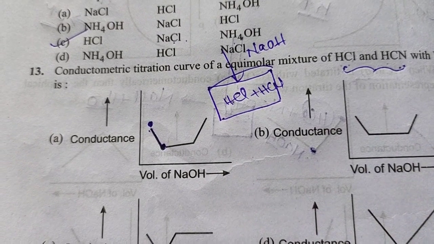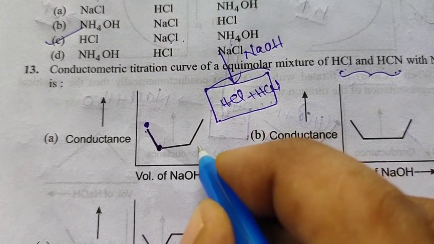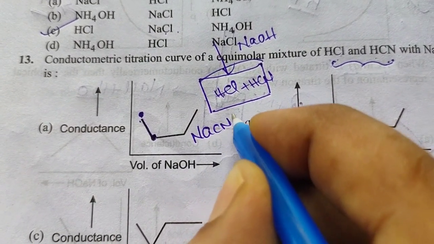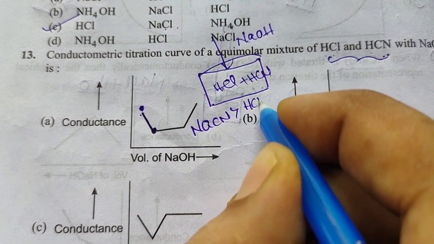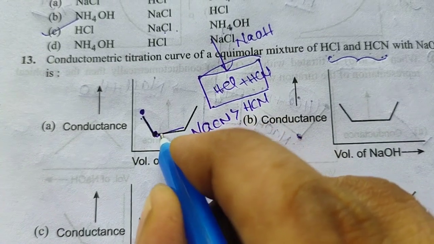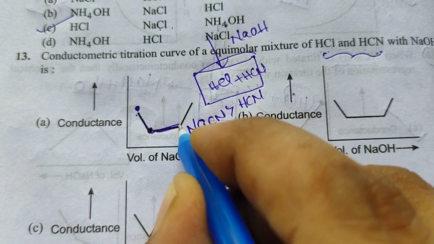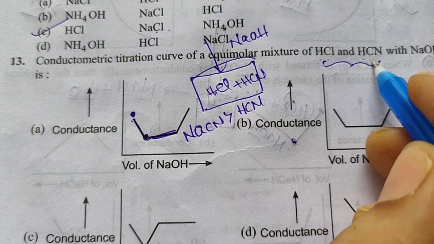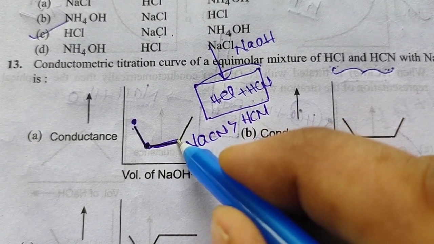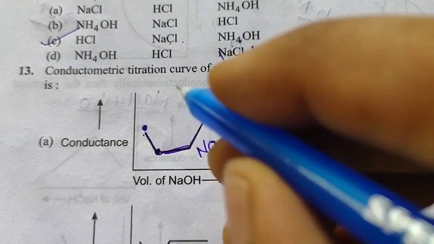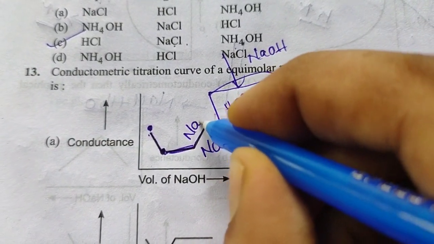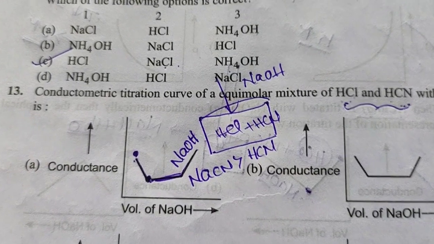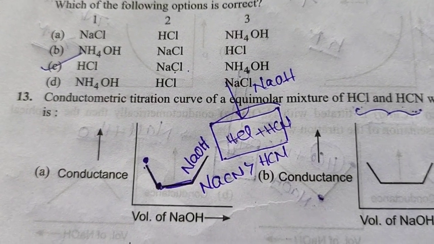After that, HCN reacts with NaOH to form NaCN. NaCN has more conductance than HCN. That's why it increases slightly. After completion of all the HCN, conductance increases again. Why? Because this conductance indicates NaOH. NaOH is a strong electrolyte.